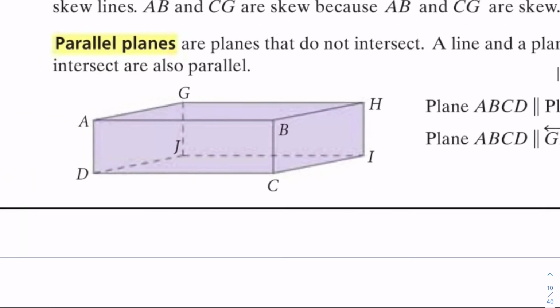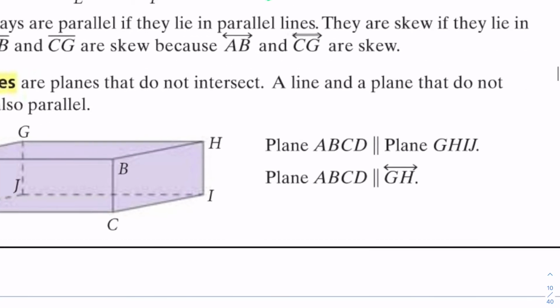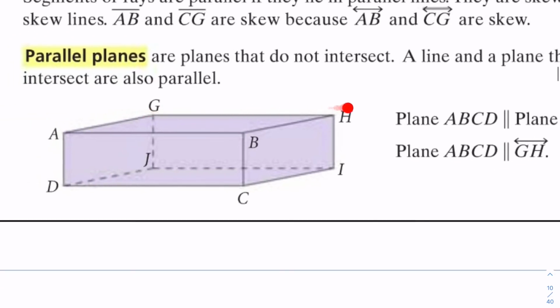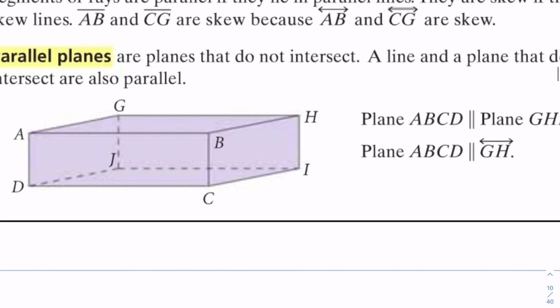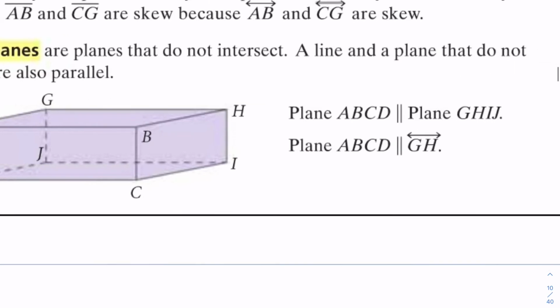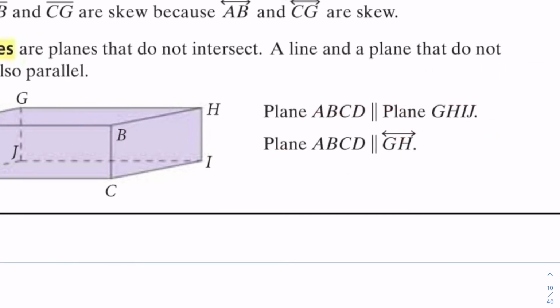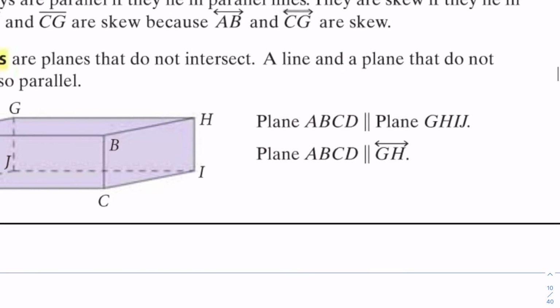Notice they also have that GH, which is part of this plane. GH alone, the line GH, is also parallel, right? So your front plane is here. Your line back there is parallel as well. It will not intersect the plane. And here's just some notation that you can use when you write them.